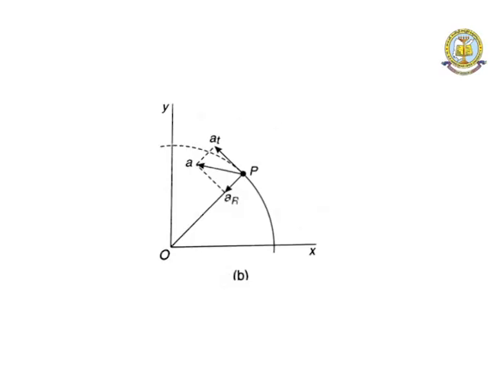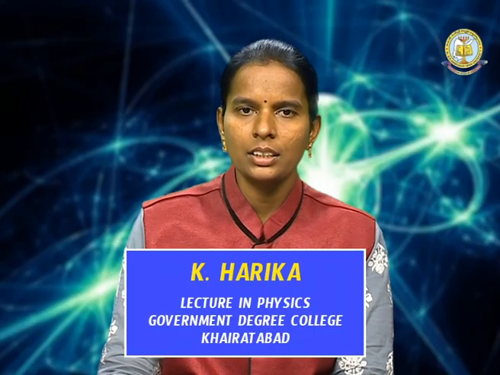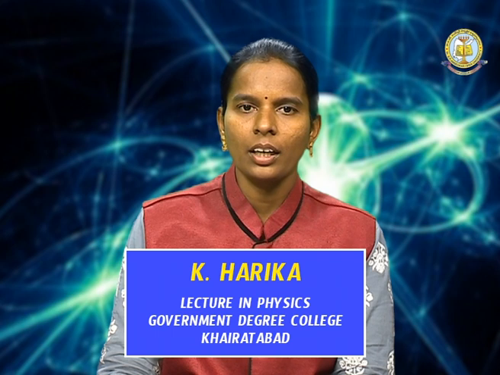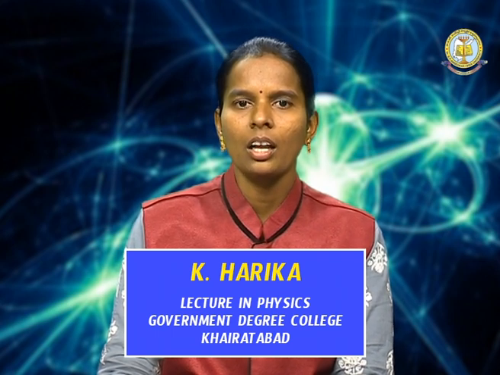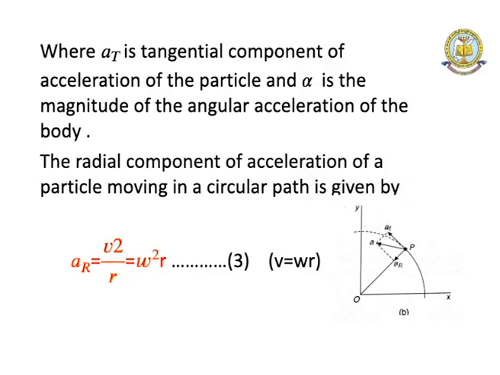Here one particle P is rotating anti-clockwise, and this is the tangential component of the acceleration, and this is the radial component of the acceleration of the particle. So the radial component of the acceleration is equal to omega square r, and the tangential component of the acceleration at is equal to r alpha. So this is ar and at. This is the relation between the linear and angular kinematics equations. Okay, thank you.